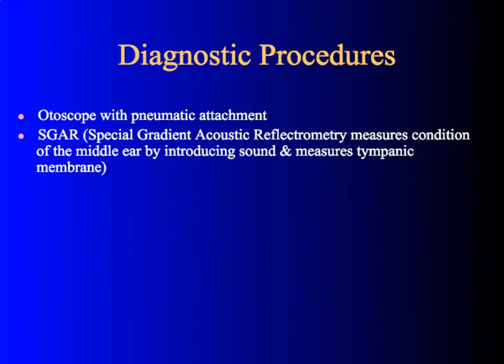Diagnosis is made using an otoscope with a pneumatic attachment. There's an SGAR, which is a spectral gradient acoustic reflectometry, which measures the condition of the middle ear by introducing sound and measures the tympanic membrane.